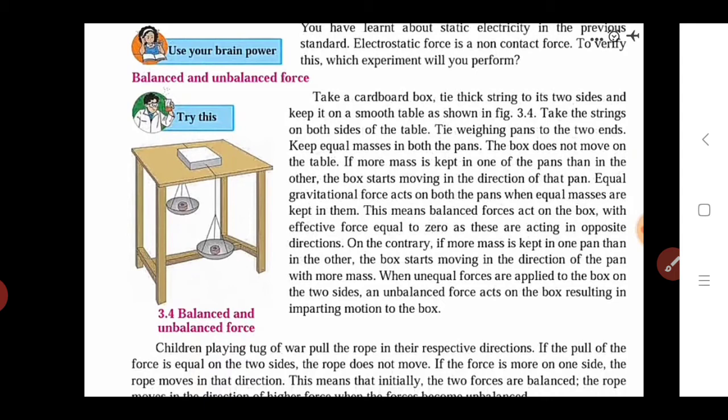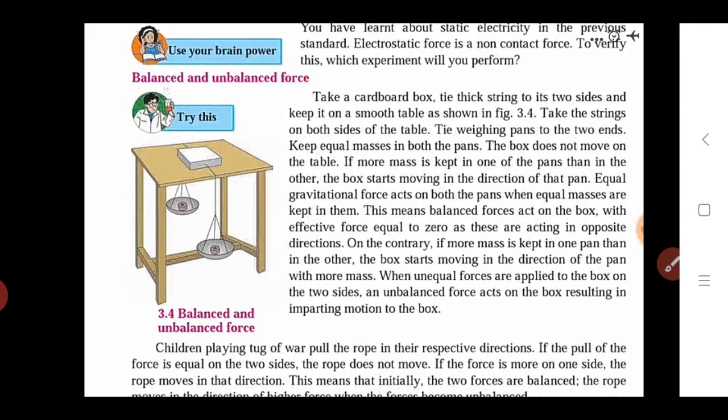So in the first case, when the same weight is kept in both the pans, then the force acting on the box is balanced force. And when we change the weight in one of the pans, what happens? The force acting on the box from both sides becomes unequal. That force is called unbalanced force.